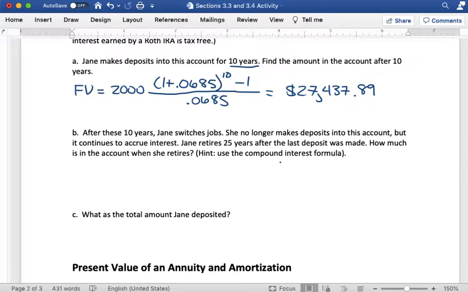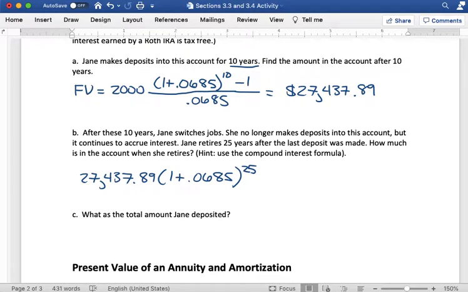So I'm no longer putting money into the account. So we're going to switch this to, now this is basically a lump sum that we're starting with, and we're earning interest on that. So that's why it switches. So now this is going to become my principal P. So $27,437.89. And then assuming my same interest rate of 6.85% and compounding annually, and then my power here is going to be 25.